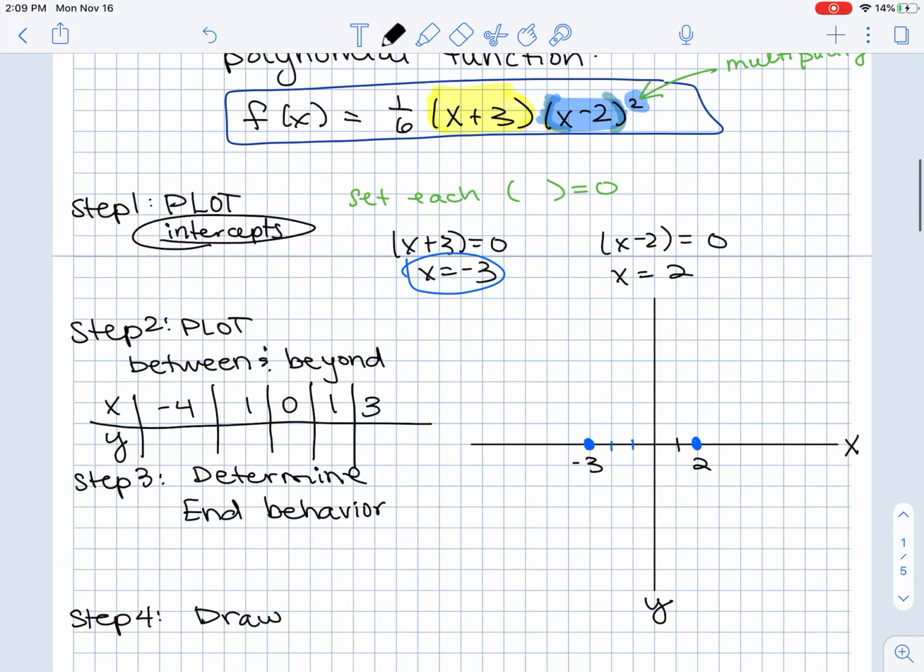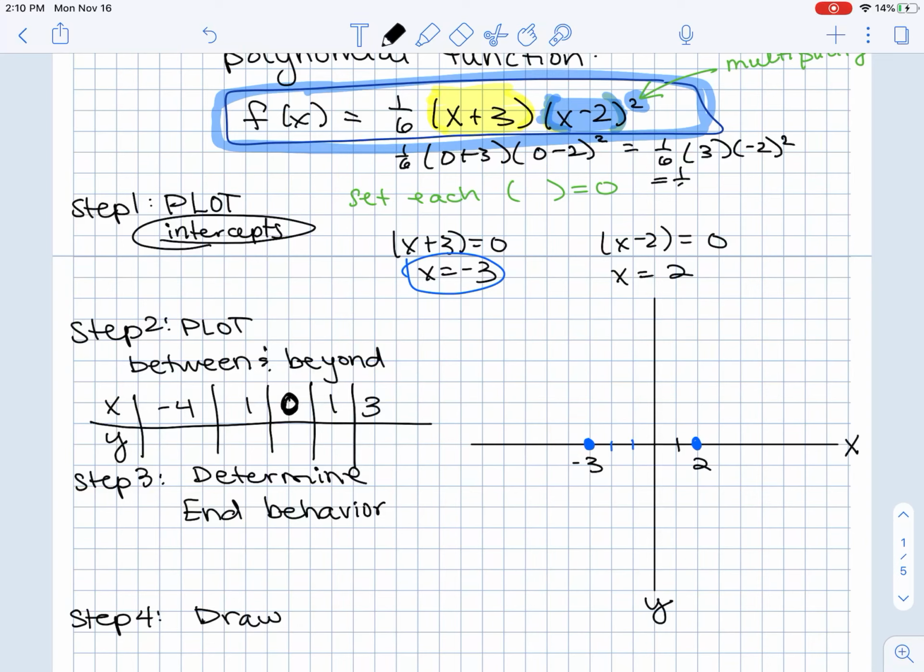And then I'm just going to plug them into that function that we were working with before. For the first one, I like to do the easy one first. I'm going to pick 0. So I know 1/6 times 0 plus 3 times 0 minus 2 squared is like saying 1/6 times 3 times negative 2 squared, which is 1/6 of 3 times positive 4, which is 1/6 of 12, which is just 2. Okay, so I'm going to do that work on each of these.